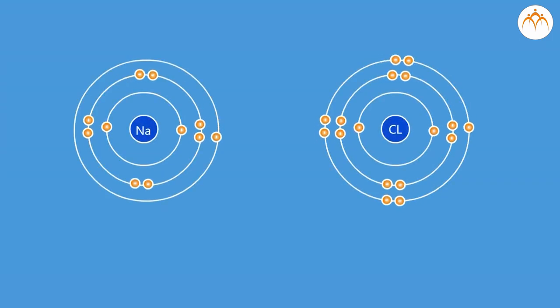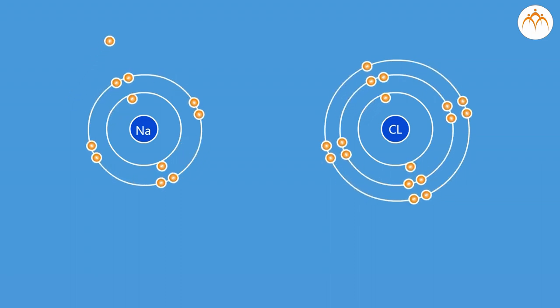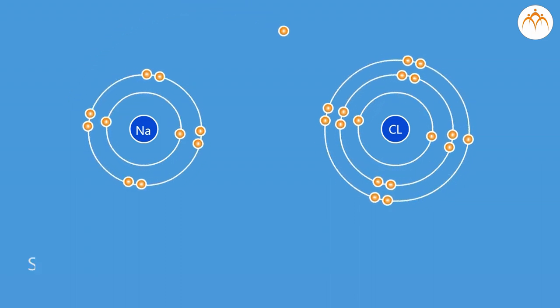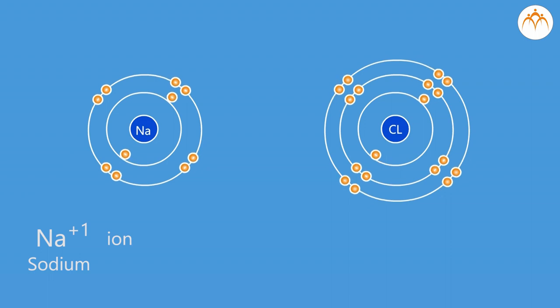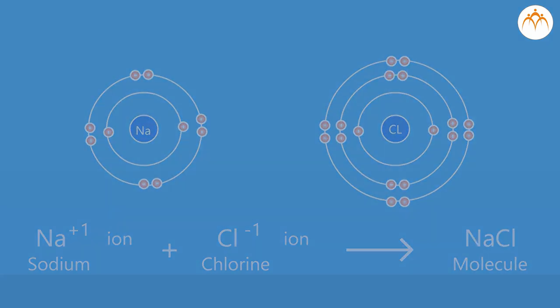In a chemical reaction between sodium and chlorine, the sodium atom gives one electron to the chlorine atom. Thus, Na+ ion and Cl- ion are formed simultaneously. As these are oppositely charged, they attract each other, forming NaCl molecule.